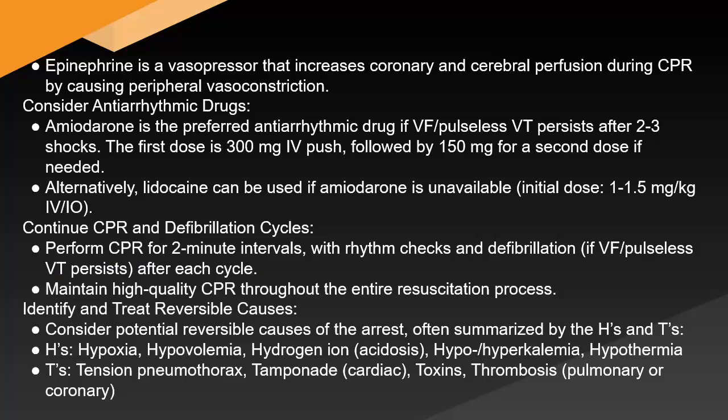Identify and treat reversible causes. Consider potential reversible causes of the arrest, often summarized by the H's and T's. H's: hypoxia, hypovolemia, hydrogen ion (acidosis), hypo/hyperkalemia, hypothermia. T's: tension pneumothorax, tamponade, cardiac toxins, thrombosis, pulmonary or coronary.